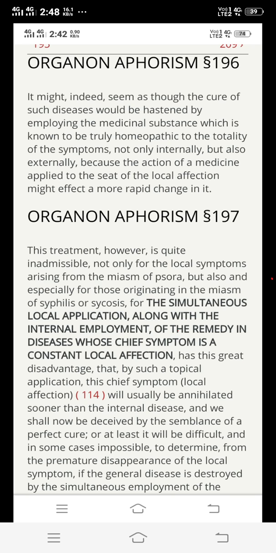So when you give the same medicine internally and externally, there occurs a premature eradication of the symptoms. When you use the same medicine externally also, the external symptom present in that patient gets eradicated, and that is the premature eradication of the symptoms of the local disease, prior to the restoration of a state of health. It occurs prior to the restoration of health, meaning without curing the internal disease, only the external disease symptoms get eradicated, but the internal disease does not completely recover.